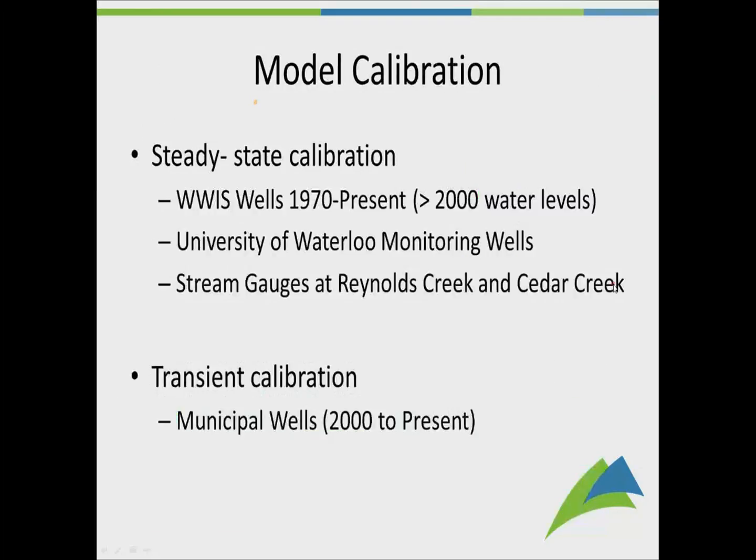For model calibration, we focused on both steady state and transient groundwater flow. For steady state, we use the Water Well Information, or WWIS system, which is the MOE well database, for wells from 1970 to present. In addition, we use data provided by the University of Waterloo for research they've been doing from a study near Woodstock. And we also calibrated to stream gauges at 2 creeks within the model domain.